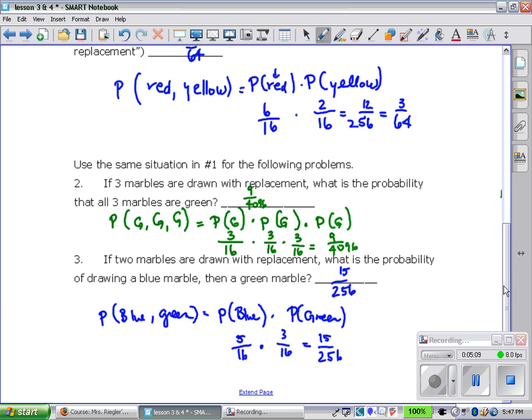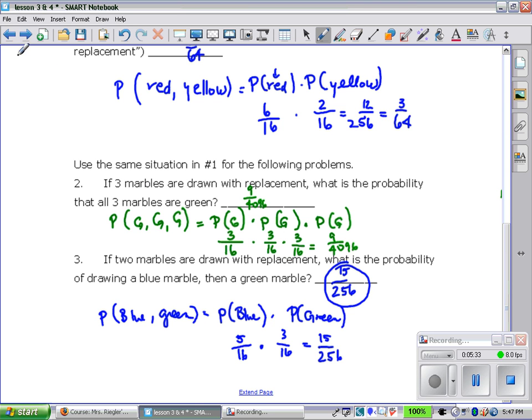Okay, so let's see how you did. If we have a blue then a green, that's the probability of picking a blue times picking a green. So we have 5 blue marbles out of 16 times 3 out of 16 for the green. Multiply, that's 15 out of 256. You can't simplify that, so that is your final answer. All right, good deal, good deal.